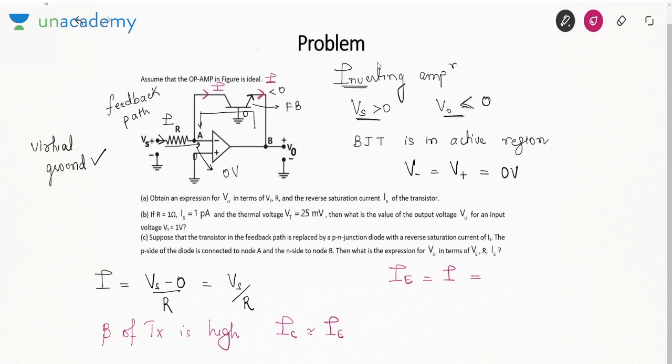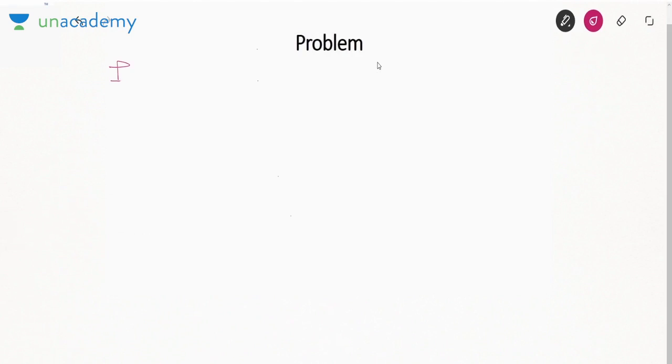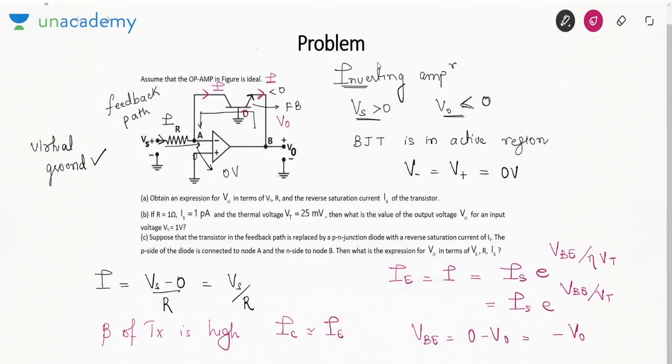Now we know emitter current can be represented as Is e to the power VBE over eta VT. If eta is not given, consider it as 1. What is VBE? The base voltage is 0 and emitter voltage is V0. So VBE is 0 minus V0, or you can say minus V0. So what I'll say now, I is Is e to the power minus V0 by Vt. What is this I? If you see here, I is Vs by R.